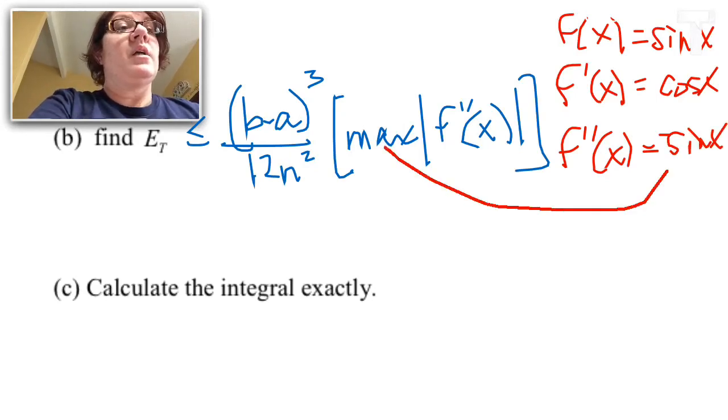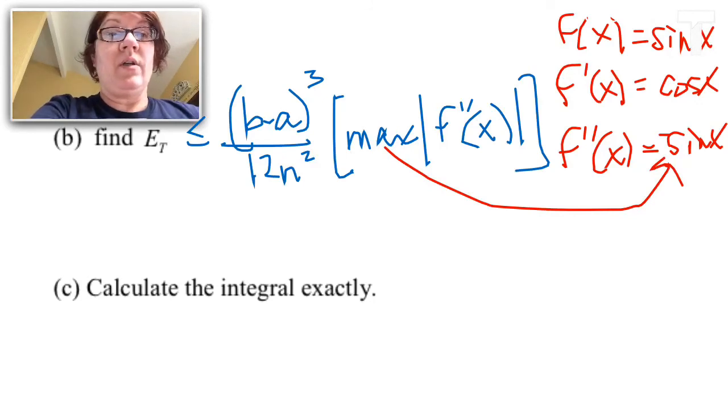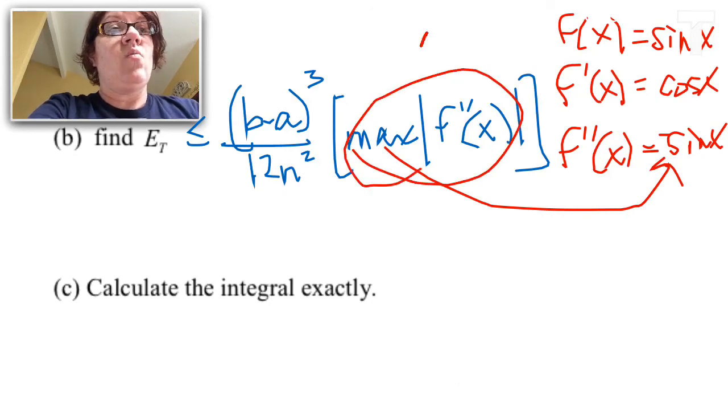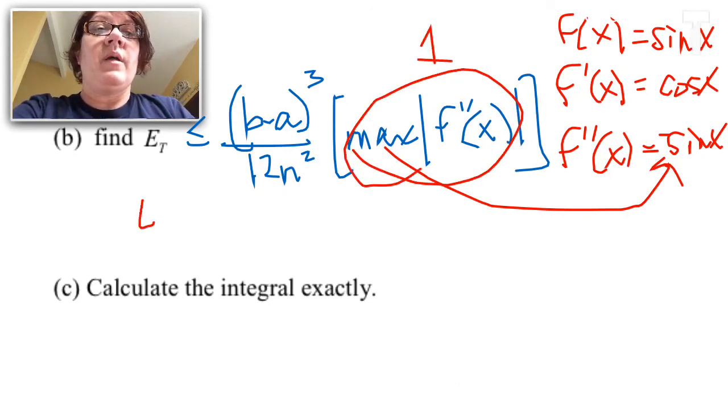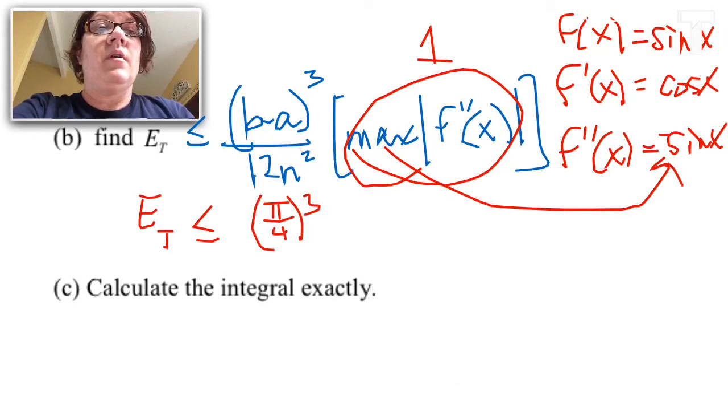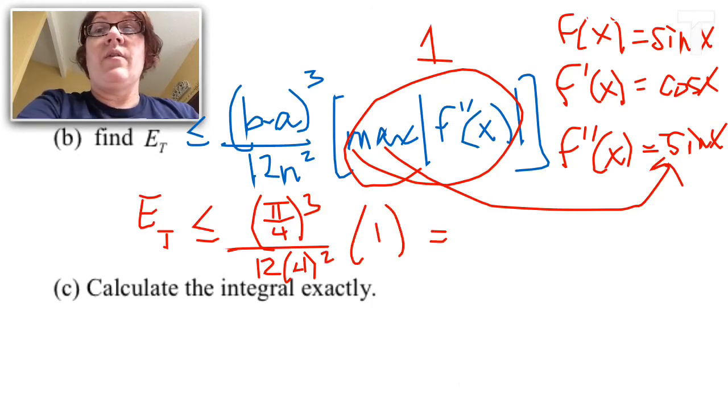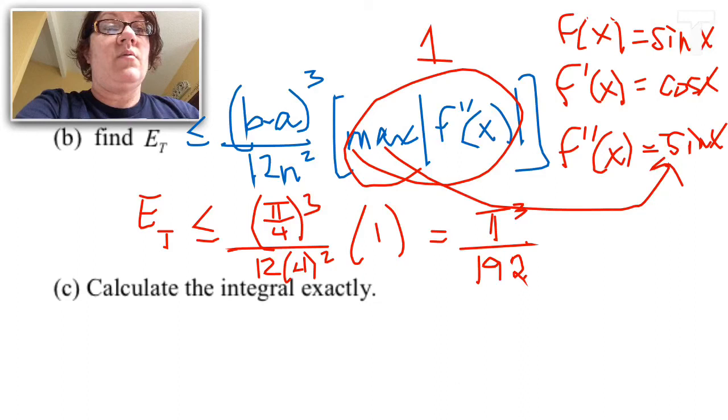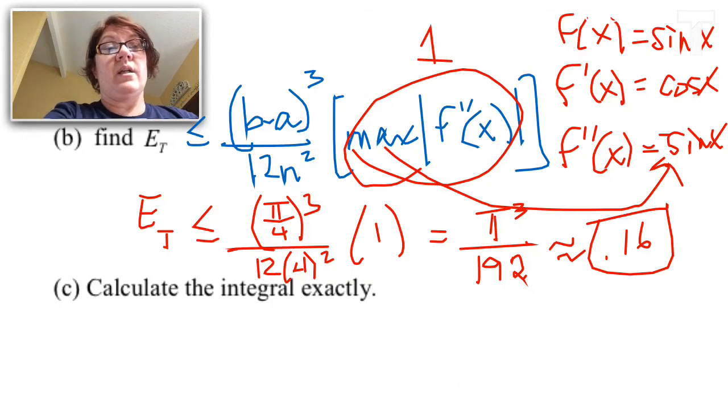So now remember, if I'm looking at the maximum for a sine function, sine only goes up as far as 1 and down as far as negative 1. So that maximum value is going to be 1. And I know that my b minus a was pi over 4. So I have pi over 4 cubed. My n value was 4. If I do a bunch of math magic on that, I'll end up with pi cubed over 192, which is approximately 0.16. So again, it's just plugging and chugging.